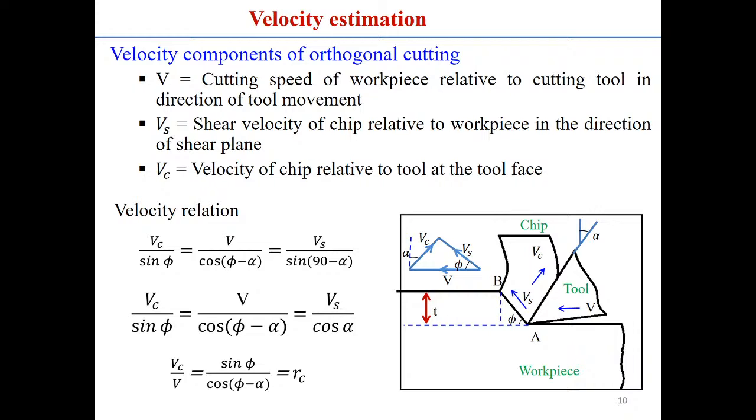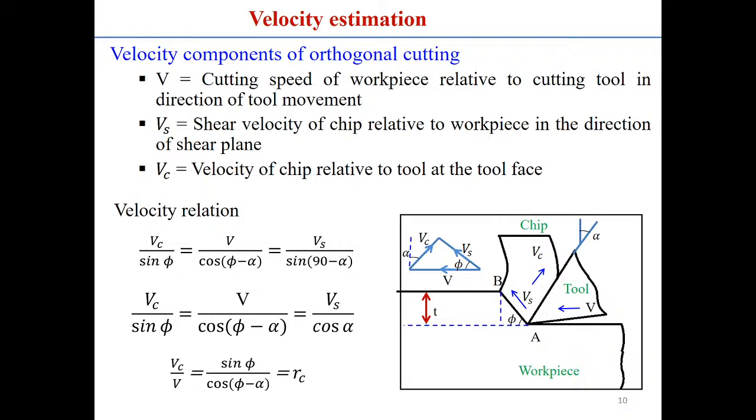Now the velocity components also. From here, we can see the different components of the velocity. One is the tool velocity, the velocity at which the tool is moving, and the chip velocity. The other is the shear plane velocity, that is Vs. So we have Vs, Vc and V, and then we use the velocity relation between them. We make the velocity triangle, a closed triangle.